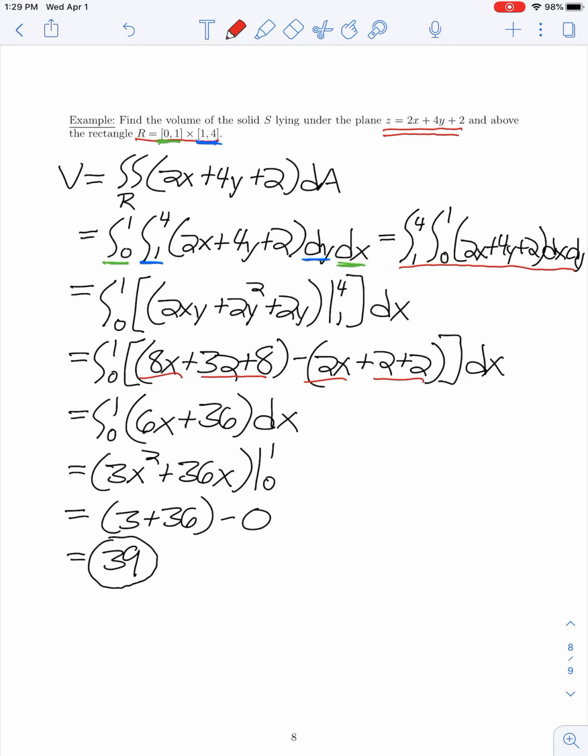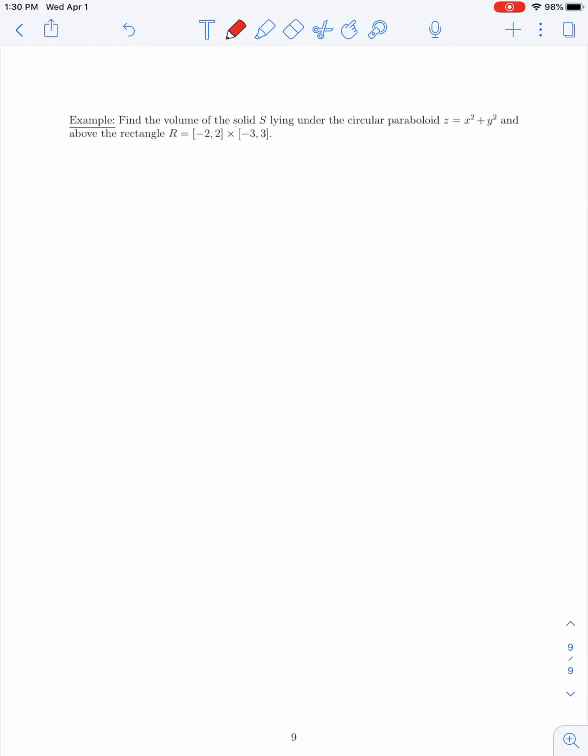Now, if we had evaluated the other integral with the order reversed, well, we know that this function z is continuous over our rectangle since it's a polynomial. So Fubini's Theorem says that we would get the exact same value of 39. So if you want to check, you can evaluate this other integral with the order reversed, and you'll see that you also get a value of 39.